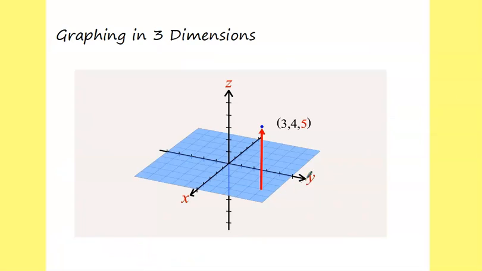One more thing I just want to touch on very briefly here, and that's graphing in 3 dimensions. We're really not going to get into this very much, but I just wanted to show you what this looks like. So we've been graphing in the coordinate plane where we have the x-axis and the y-axis. And so if I were to graph the point 3, 4, I would go to the right 3, and then I would go up 1, 2, 3, 4. So that would be the point 3, 4.